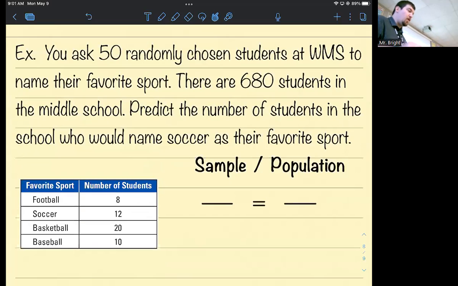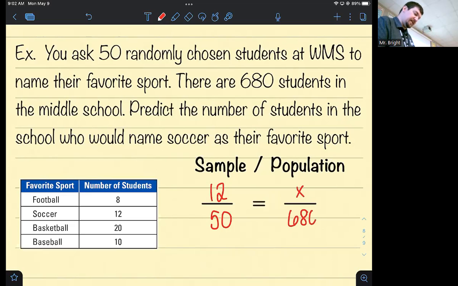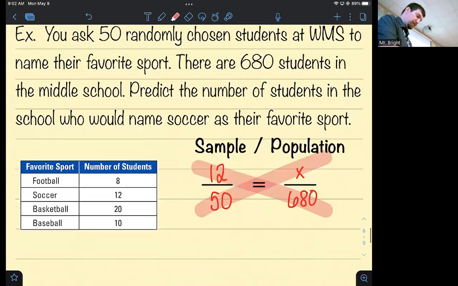So we asked 50 people. Thomas, how many of those 50 people said they like soccer as their favorite sport? 12 out of 50. Okay, so there's our sample ratio. Ella, what's our population ratio going to say? If 12 out of 50 people that we sampled like soccer, then that's right. How many out of 680? That's the question, and we're going to cross multiply to figure that out. I'll do 50 times X. Laney, can you do 12 times 680 for me, please?